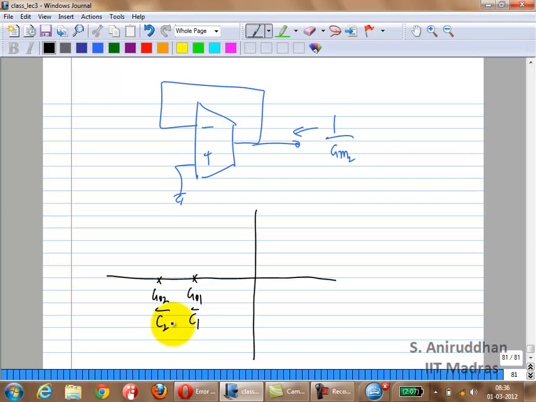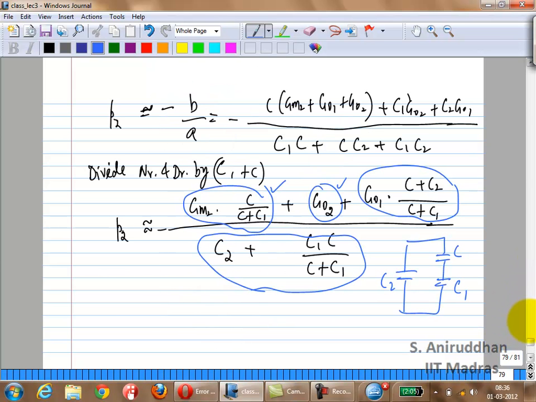You have two poles here. This is the original case. Now what have you done? Let's say you add this capacitance. Where do the new poles go to? So what happens to P2? What is the dominant term here?